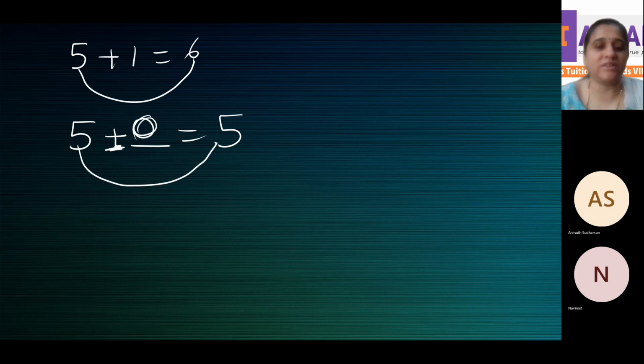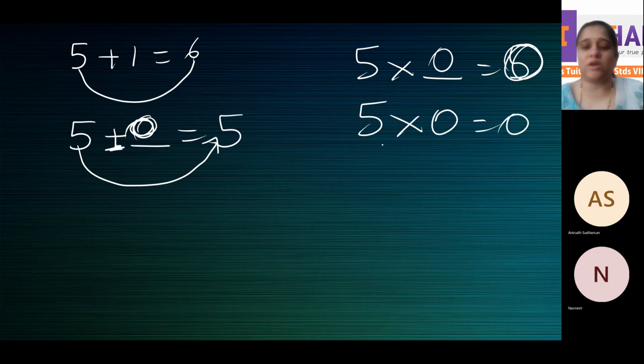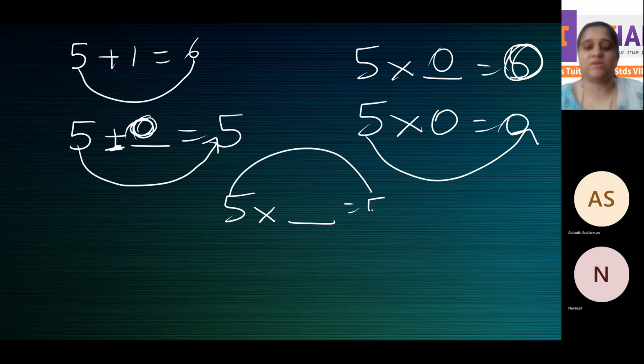So to 5, what should you add so that you get the same answer 5? 0. That is why 0 is called the additive identity, because on adding, you should get the same answer. Now, while multiplying, 5 into what will give you the same answer 5, not 0? If you multiply 5 with 0, you will get 0. You want 5 as the answer. So 5 into 1. That is why 1 is called the multiplicative identity.